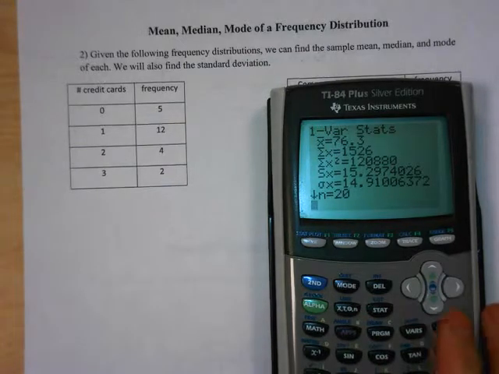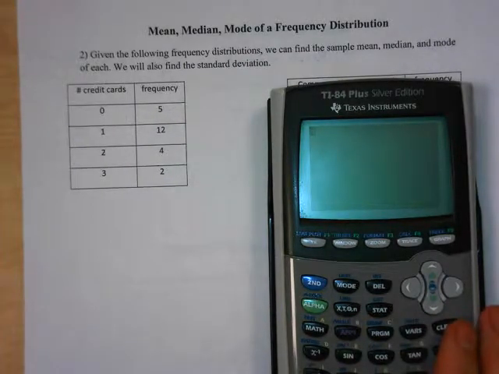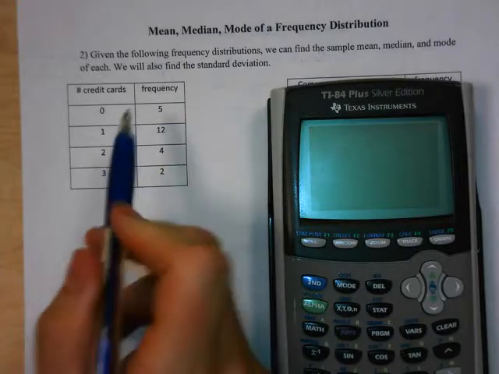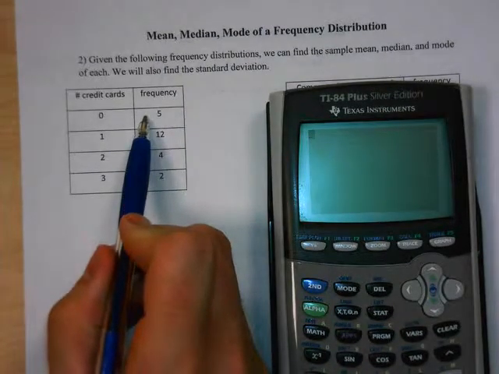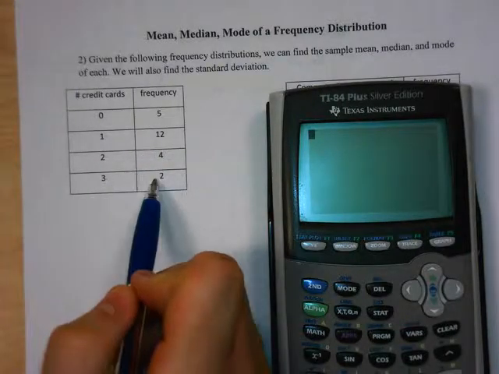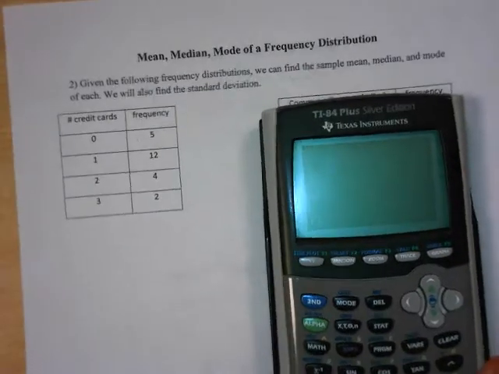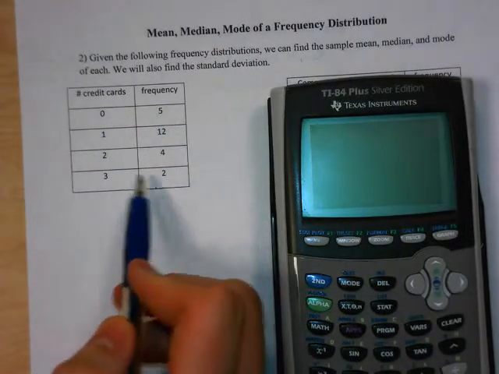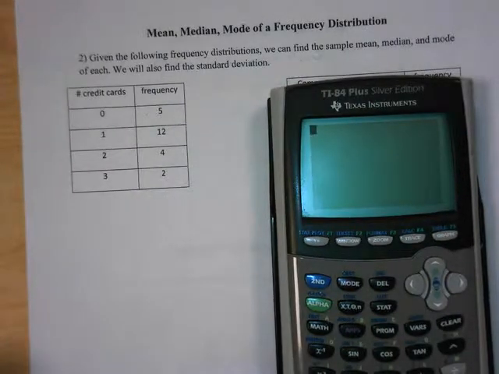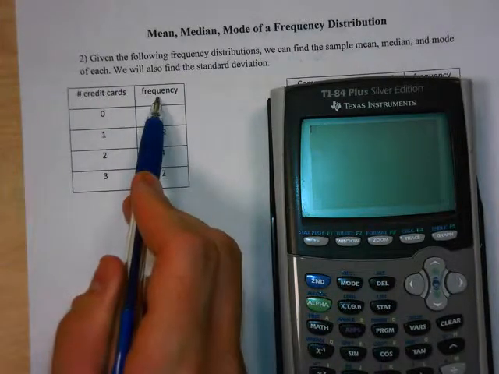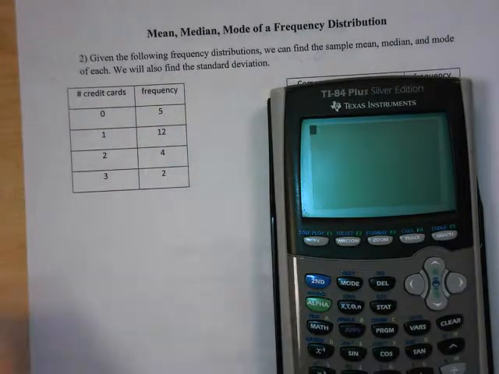So what we're going to do is find the mean, median, and mode of that distribution. If you want to find the mean, essentially you would have 0 listed 5 times, then add 1 12 times, and then 2 4 times, and 3 2 times. The shortcut to that is to multiply 0 times 5, 1 times 12, 2 times 4, 3 times 2, and add up the result. So you take x times f, where x is the number of credit cards and f is the frequency, multiply them, and then add them together.